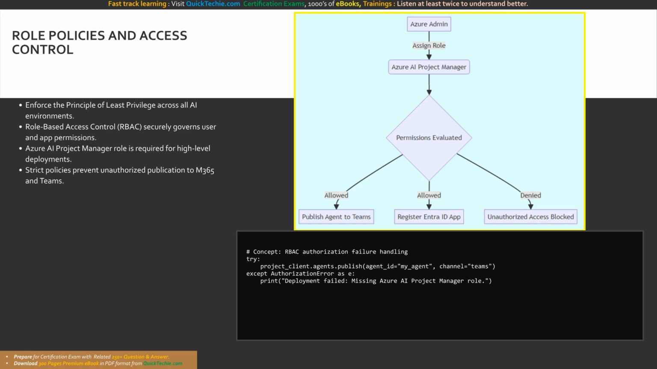This conceptual code shows how the SDK inherently enforces Entra ID role policies. An authorization error is explicitly raised if the executing identity lacks the required Azure AI Project Manager permissions. This diagram highlights RBAC enforcement. An admin assigns the Azure AI Project Manager role.